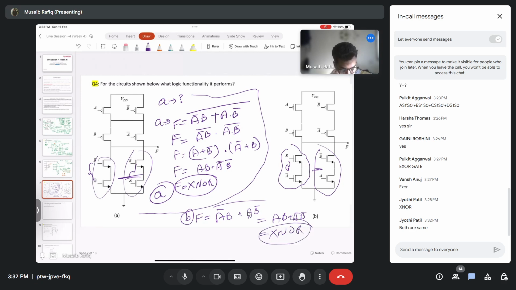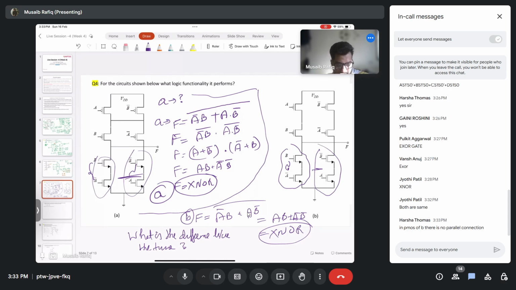Now the question is, what is the difference between the two? As one of the students has rightly said, both of them perform the same functionality. But what is the difference between the two? In PMOS of B, there is no parallel connection. So that means pull-up network is different, right? Pull-up network is different for A and B.